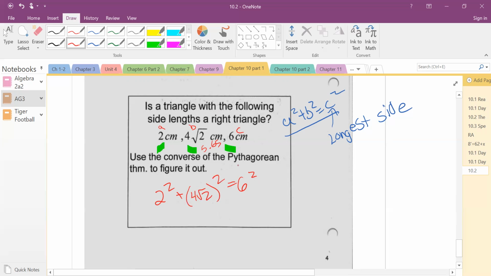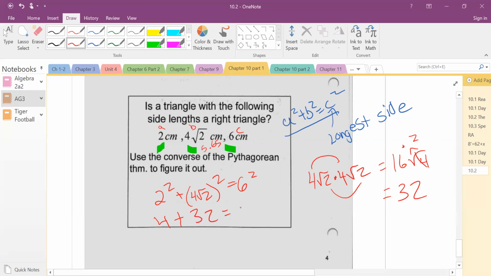So we have a squared, which is 2 squared, plus 4 root 2 squared. So we have 4 plus 4 root 2 times 4 root 2. Remember, this is a review. Combine the whole numbers, combine the roots. So we have 16 root 4. This is 2. Multiply those. We have 16 times 2, which is 32. So 4 plus 32 equals 36. Is this true? It is, right? Yep, it is a right triangle.